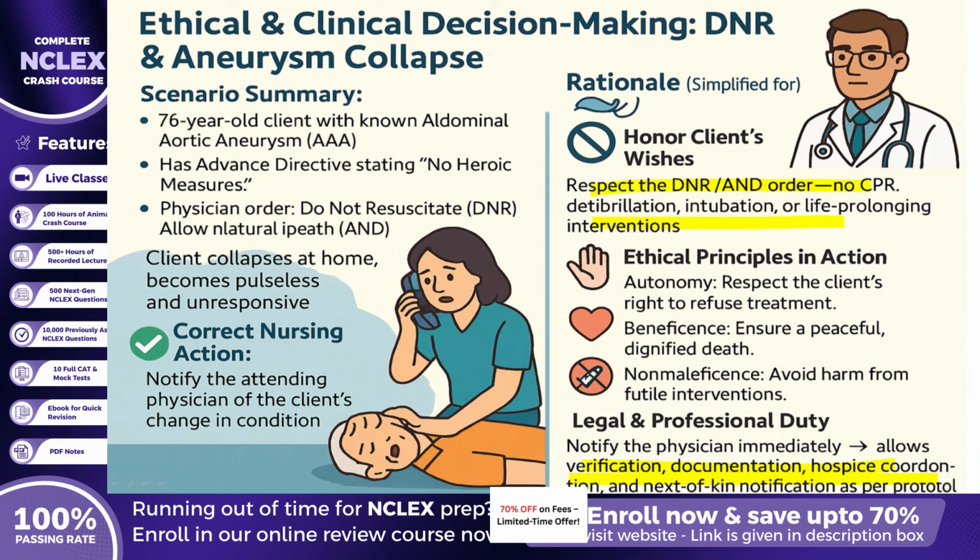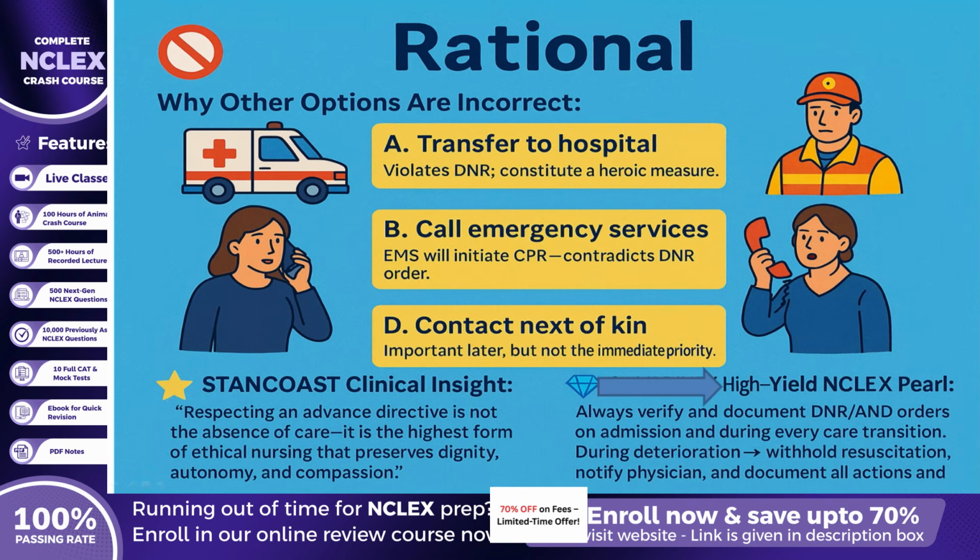From an ethical standpoint, three major principles come into play: autonomy, beneficence, and non-maleficence. Autonomy demands that nurses respect a client's right to make informed choices regarding their own care, even if that choice means refusing life-sustaining treatment. Beneficence requires the nurse to act in the client's best interest, which in this case means ensuring a peaceful and dignified natural death rather than aggressive intervention. Non-maleficence reminds the nurse to avoid harm. Performing CPR or initiating resuscitation on a client with a DNR would not only be futile, but also ethically and legally wrong. Documentation plays a crucial role at this point.